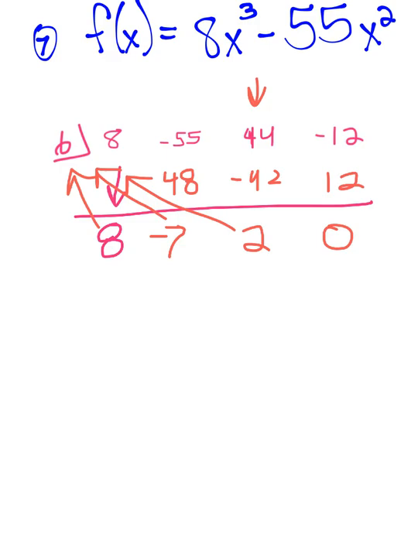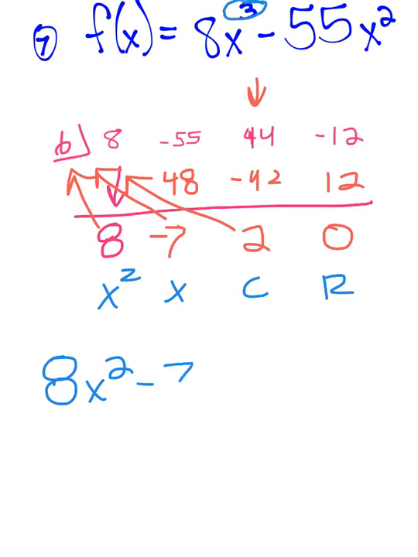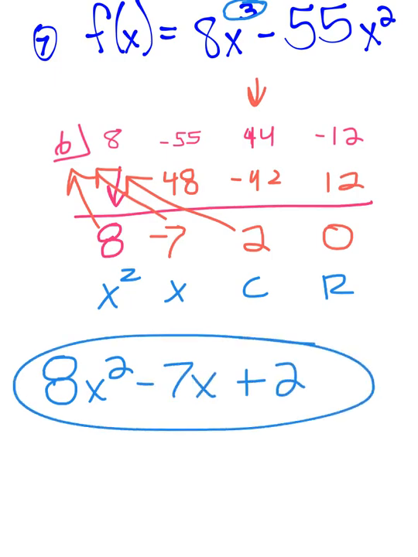No remainder. Good. The way we write our resulting polynomial, you can't just leave it like that. You have to write your answer. I look and I say I started off with x cubed. That means my answer is going to start with x squared. Good. So this is my x squared. This is my x. This is my constant. This is my remainder. So read the answer to me. 8x squared minus 7x plus 2. Perfect.